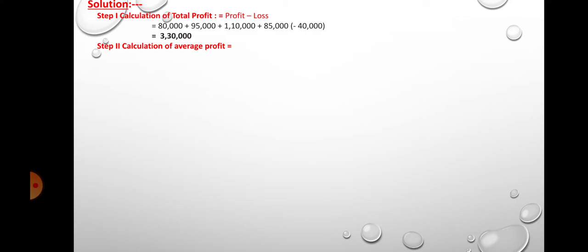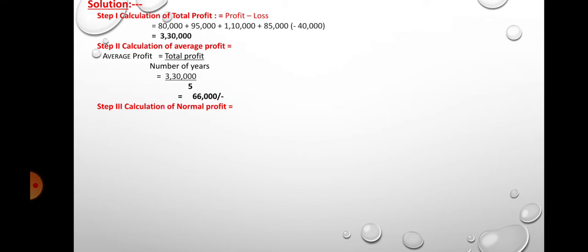Second step, calculation of average profit. Tell me the formula for average profit. Average profit is equal to total profit divided by number of years, like 3 years, 4 years, 2 years. Total profit is 3,30,000 divided by 5 is equal to 66,000, which is the average profit.